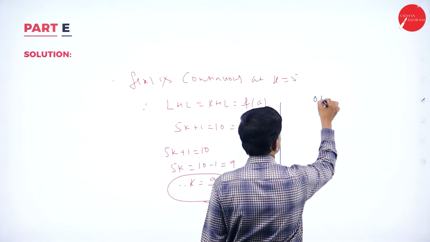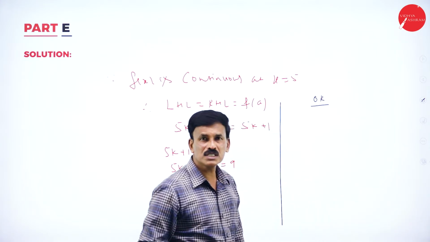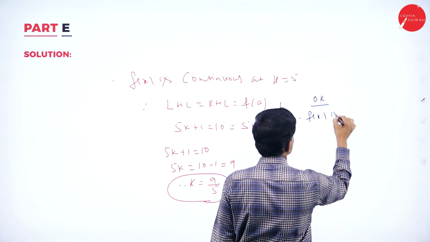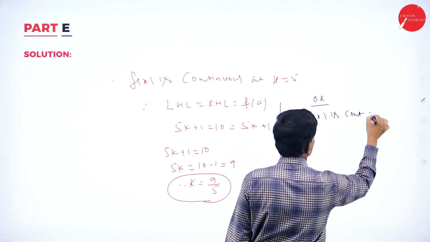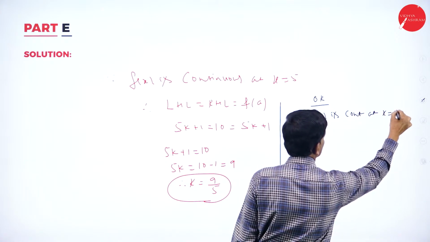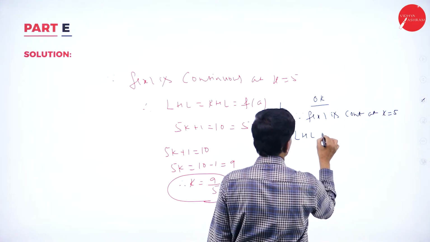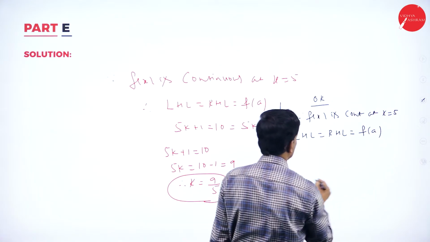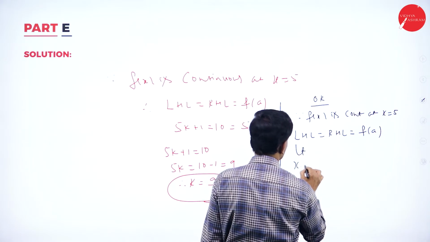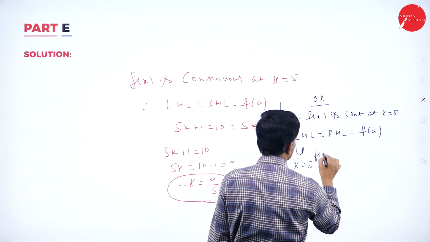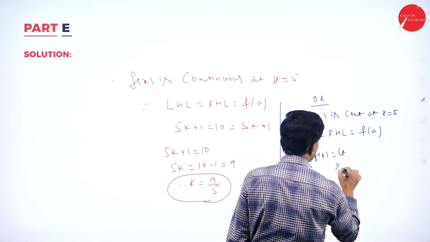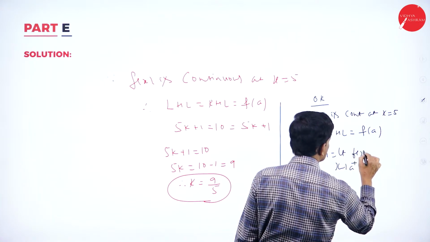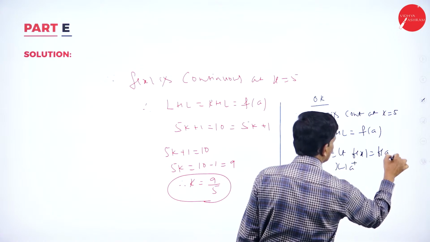Or you can straight away write, since f of x is continuous at x is equal to 5, therefore left hand limit is equal to right hand limit is equal to functional value, that is limit x tends to a minus f of x is equal to limit x tends to a plus f of x is equal to the functional value.